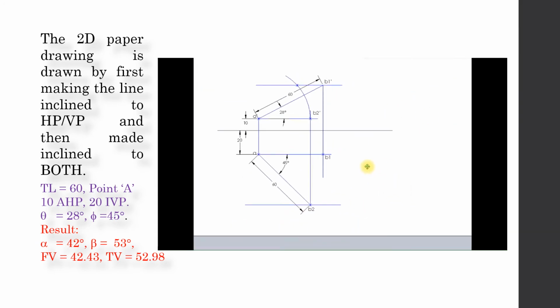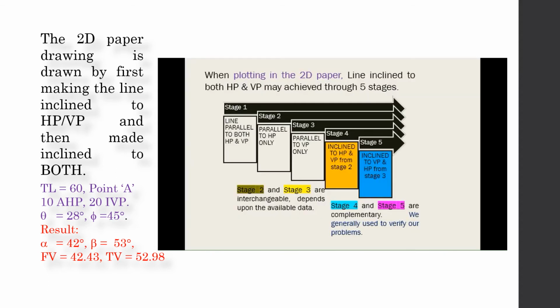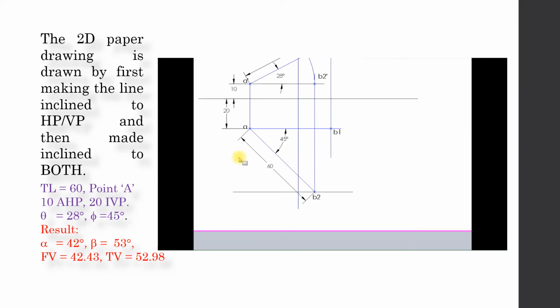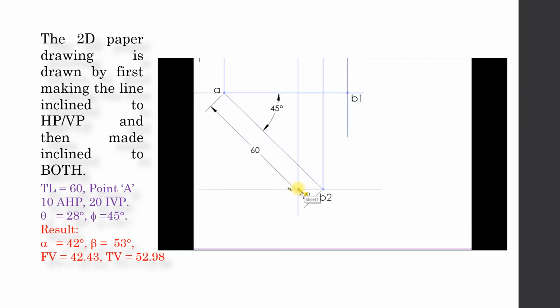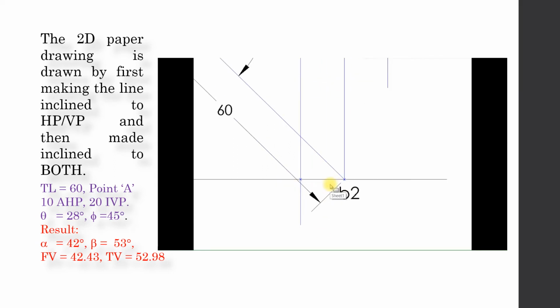Once B3 dash is located, I will draw a line perpendicular to XY where it intersects the locus. So stages 4 and 5 are complementary. You can draw 4 and then 5, or 5 and after that 4. So B3 dash is located, B3 will be on the same straight line, and B2 to B3 will be a straight line. With that idea I can deduce B3.